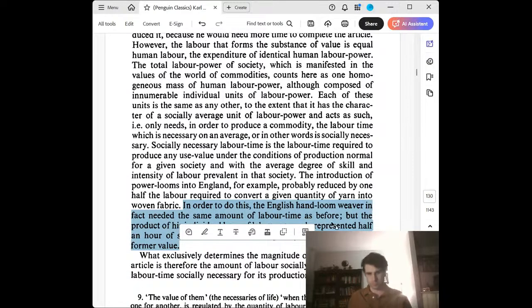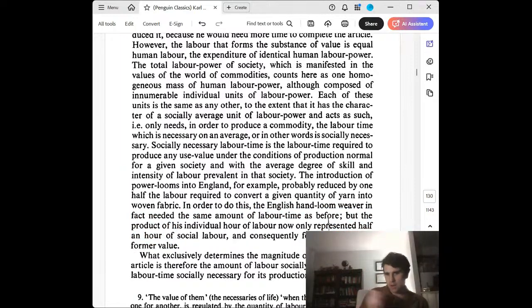Okay, so I have a power loom, and I can make 8 pieces of yarn in 8 hours, and now my power loom is more efficient, and I can make 16 in 8 hours. Each piece of yarn now is worth half the value that it was before, because now I'm making 2 per hour instead of 1 per hour, and so that 1 hour of labor is spread over 2 things instead of 1 thing, so it's cut in half.